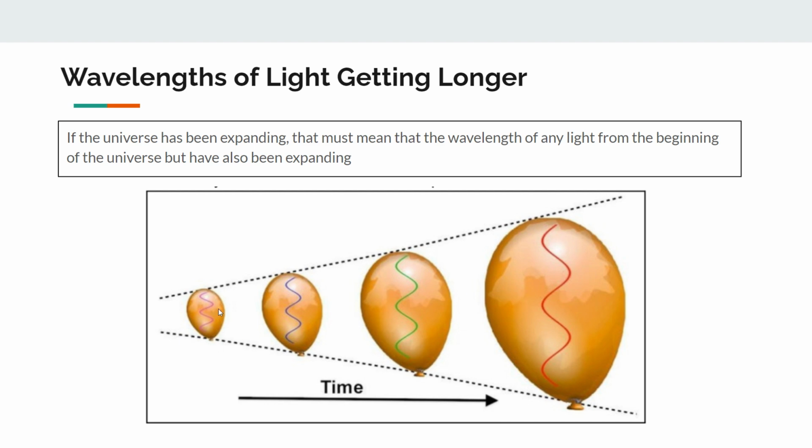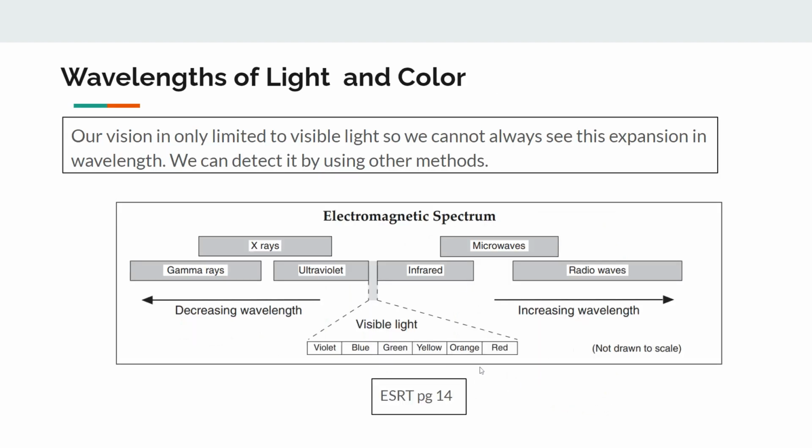That also means that any light that was given off in the beginning of the Big Bang, when the universe was really hot and dense, that light wavelength, the difference between the waves, must have also slowly been expanding. And remember, different wavelengths of light become different types of light. For instance, if you look at your reference table, page 14, the electromagnetic spectrum, we see different types of electromagnetic waves or light. We can only see visible light here, but there are other types of light, right? And depending on the wavelength, whether it's increasing or decreasing, you're seeing a different type of light.